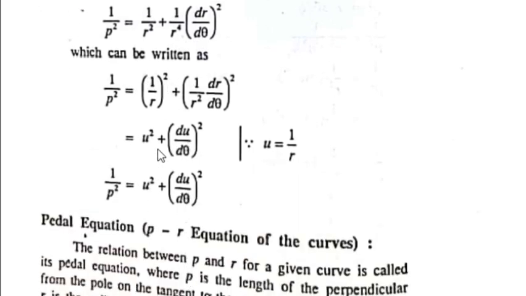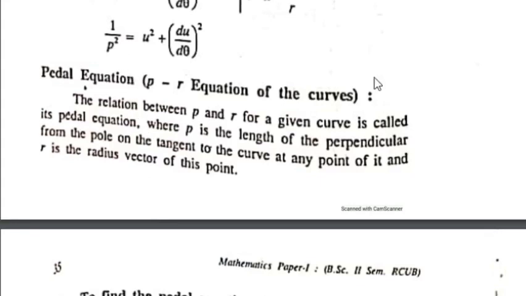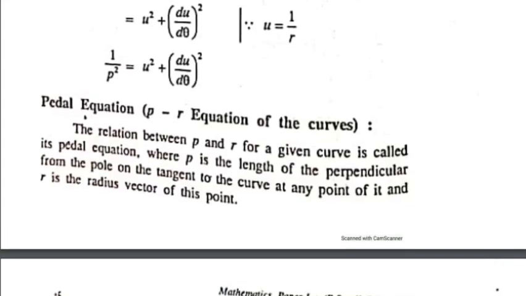So 1 by R means U, that gives U square, plus this is du by d theta. So here we have found du by d theta, so du by d theta whole square. Or 1 by P square is equal to U square plus du by d theta whole square. So this is the required derivation.